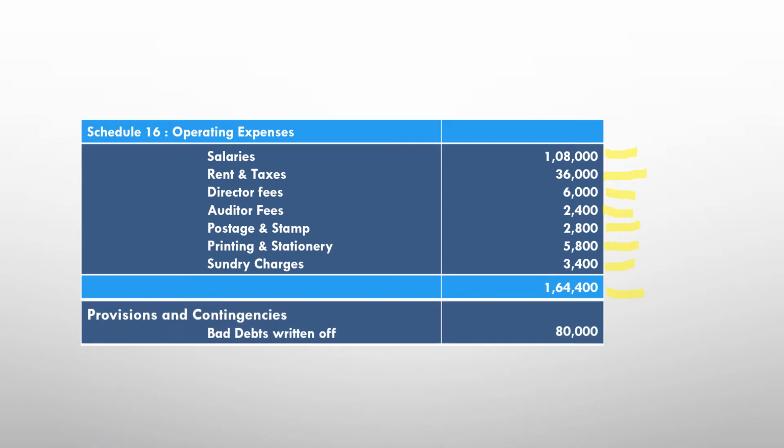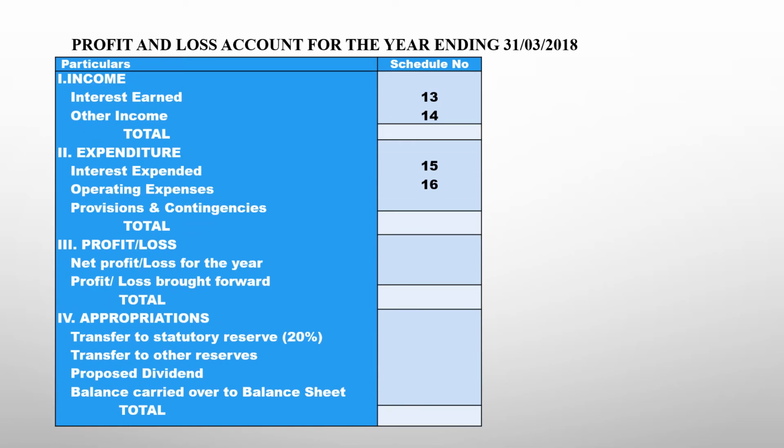Next, provisions and contingencies. In that, the bad debts written off item is there, 80,000, which should be considered. Next, preparation of the profit and loss account for the year ending 31st March 2018. This is the format to be followed to prepare the profit and loss account in vertical form. We just have to fill in the amounts of schedules 13, 14, 15, 16 and provisions and contingencies.